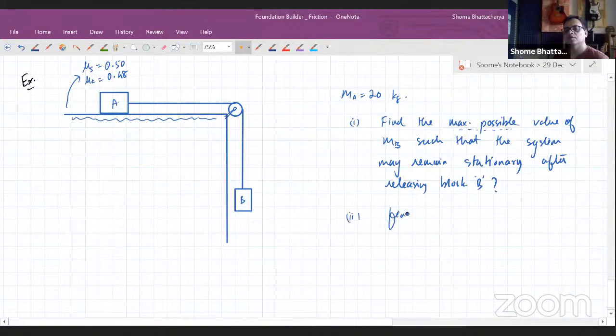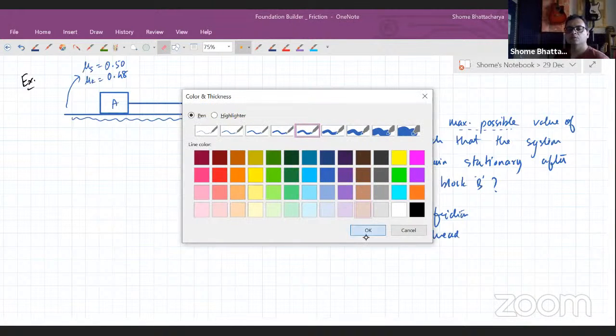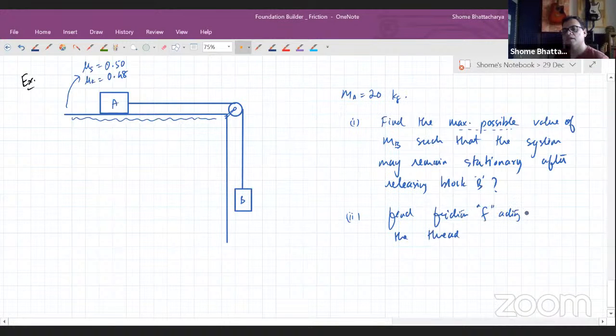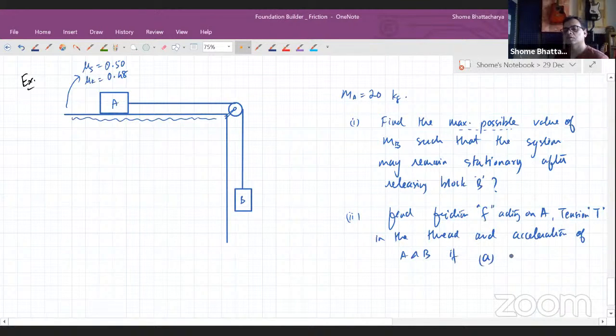Second, find the friction on A, let's denote it with the symbol F, the tension capital T in the thread, and the acceleration of A and B, if mass of B is equal to 4 kilograms, and if mass of B is equal to 12 kilograms. Take g as 10 meters per second square.